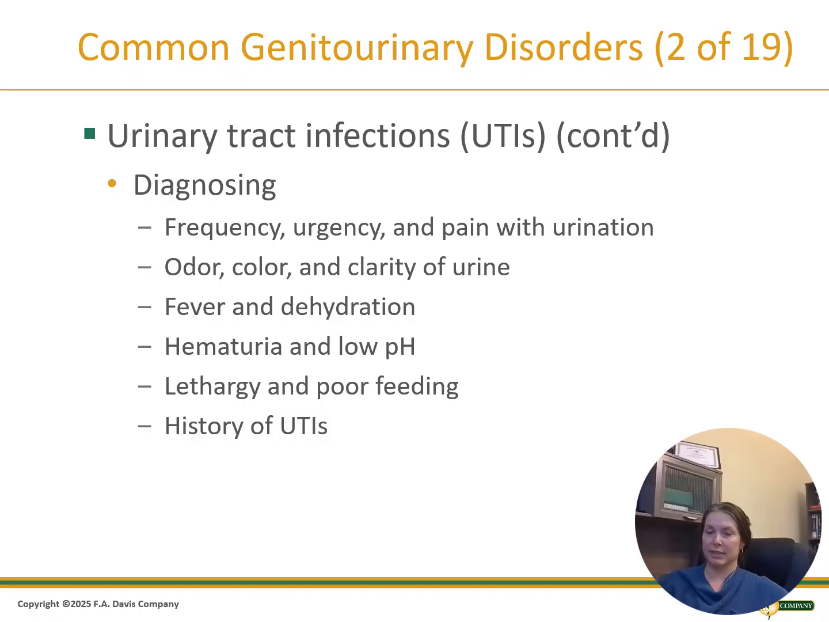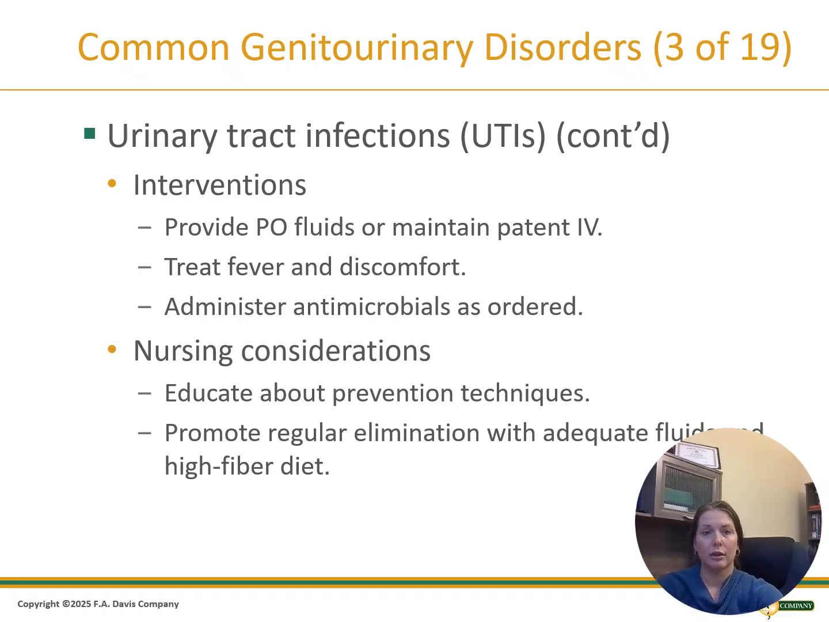Okay, so we will diagnose this by the frequency, urgency, and the pain with urination that they report. We'll look at the odor, color, and clarity of the urine, assess if there's been any fever, look for signs of dehydration. Whenever we do get a urine sample on them, look for hematuria and the low pH. Ask the parent about any lethargy, poor feeding, and also a history of UTIs. That's an important thing to know if there's a history.